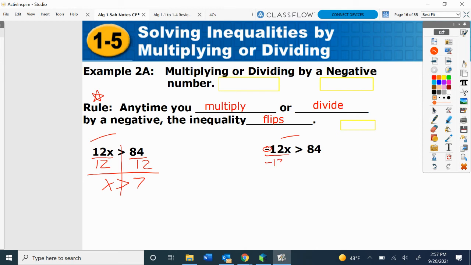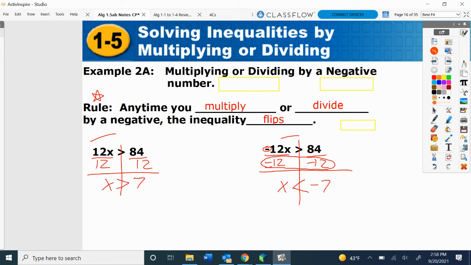Now over here, if we solve it, it almost does the same thing. We're going to divide both sides by negative 12. Now here's where that rule comes in. Because we are dividing both sides by a negative number, the symbol is going to turn and point the other way. And it's going to make that x is less than negative 7.